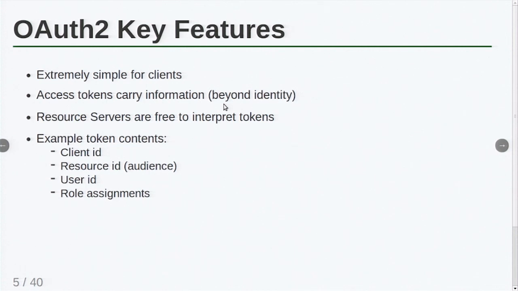An access token is transported to a resource server. The resource server has to parse the access token in some way, has to extract information from it, and then make a decision about whether to deny or grant access to the resource that the client application is trying to get access to. And obviously, that's a security decision.